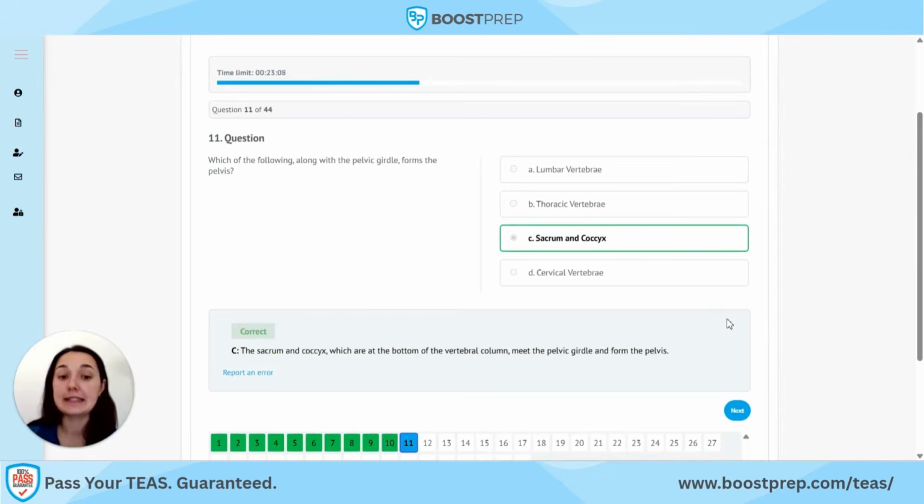The correct answer is C. Sacrum and coccyx, which are at the bottom of the vertebral column. They meet the pelvic girdle and they form the pelvis.